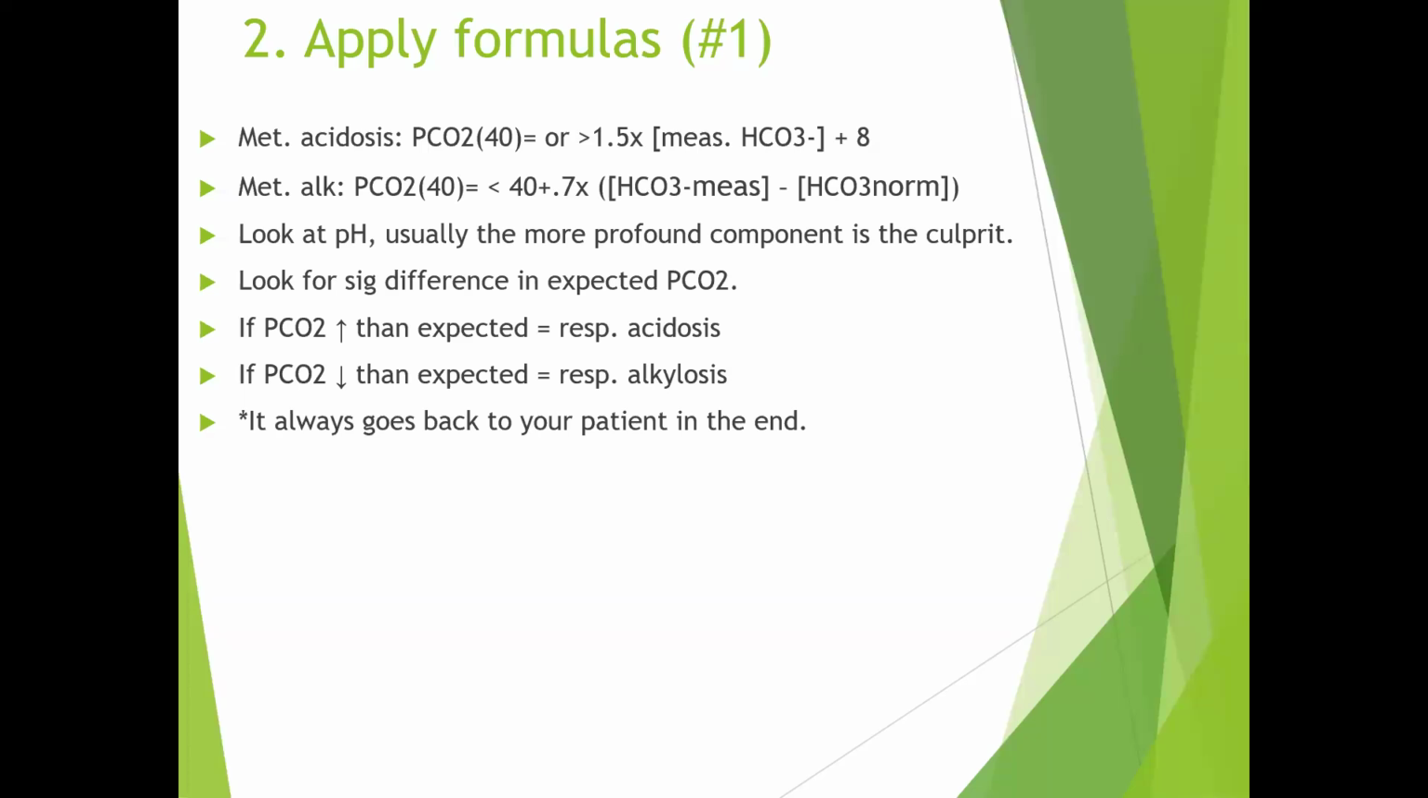Look at the pH. Usually the more profound component is the culprit, not all the time. Look for whether or not the CO2 and the pH are going in opposite directions or same direction. Same with the bicarb. If the PaCO2 is higher and the pH is lower, opposite directions, it's a respiratory acidosis. Will the bicarb start going up in a respiratory acidosis? Why?